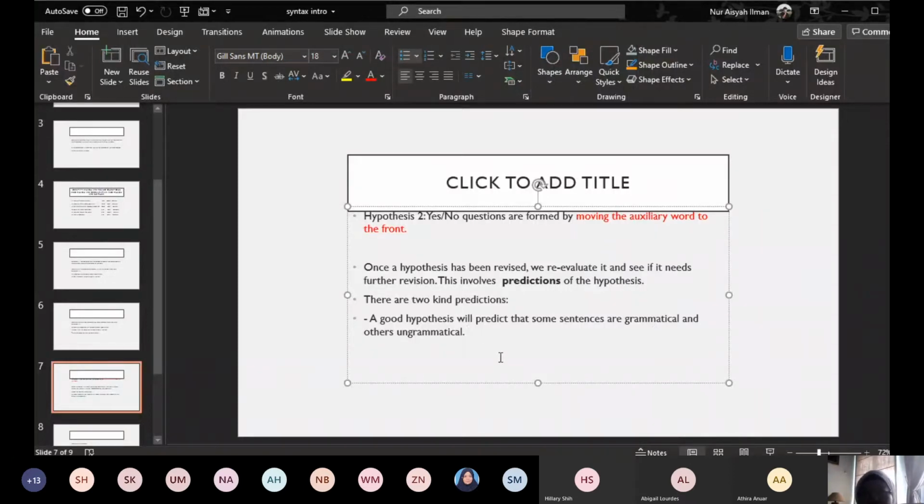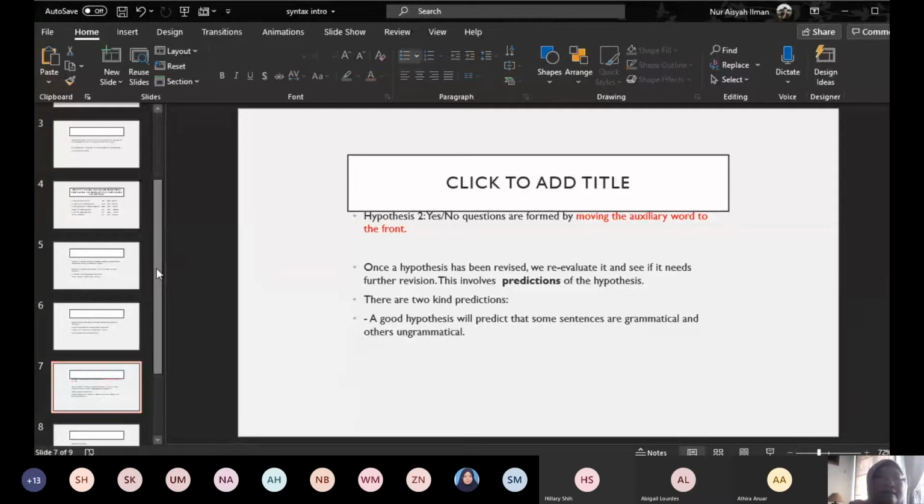So it will predict some to be grammatical and some to be ungrammatical. A bad hypothesis, like just now, a poor hypothesis is when it's not able to describe the data. So tadi bila kita kata second word in the sentence, bring to the front, it's too general. So that is a very weak hypothesis. So we have to strengthen it and we say, okay, I'll be more specific about it. What can go in front? And we look at the behavior: do, has, and will can go, and they are the auxiliary. So we revise the hypothesis.